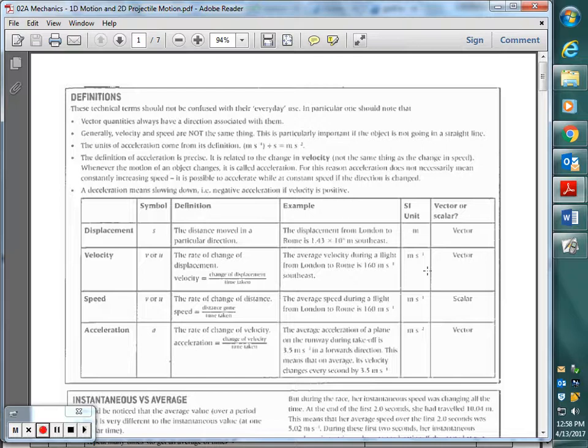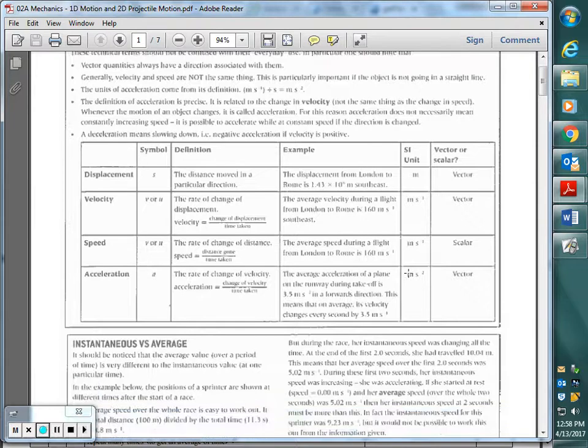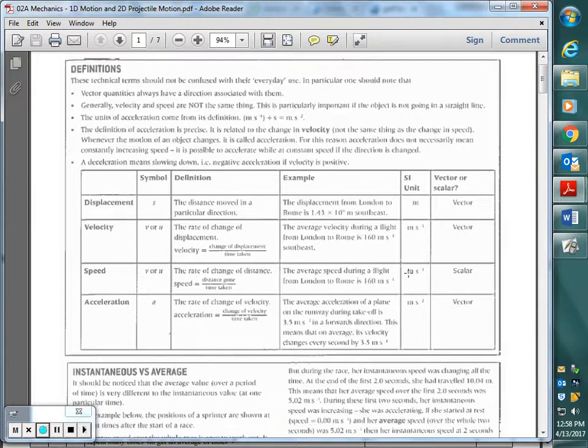So we start off talking about motion, and there's basically three things that we want to know about a motion, right? About a motion, not emotion. Okay. Displacement, velocity, and acceleration. Displacement is how far away we are from the starting spot. The distance moved in a particular direction.